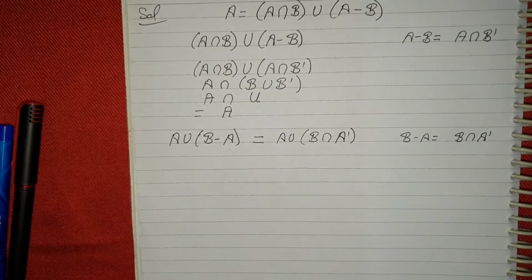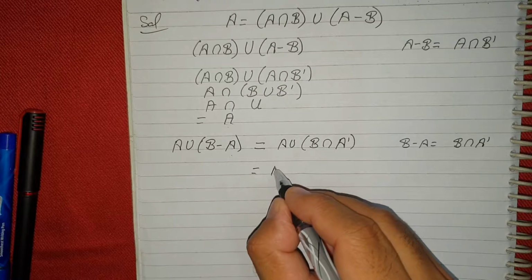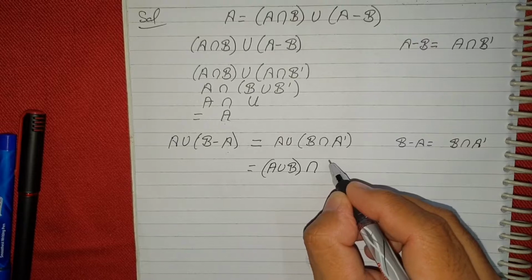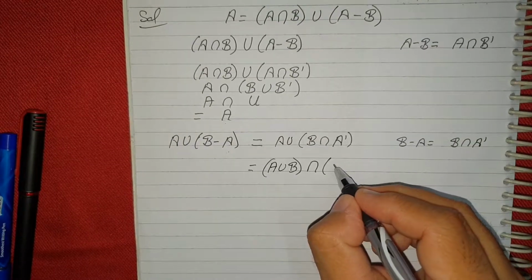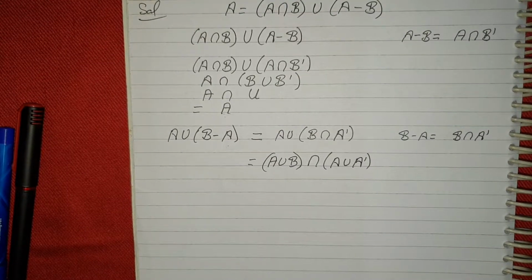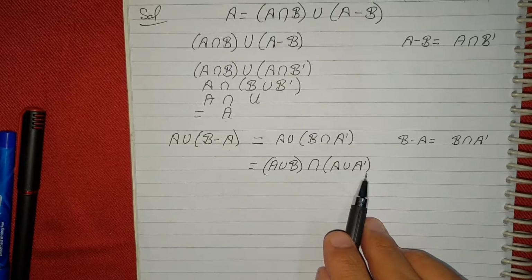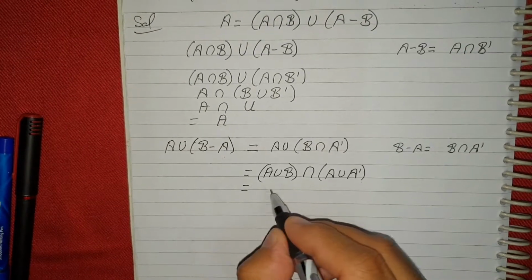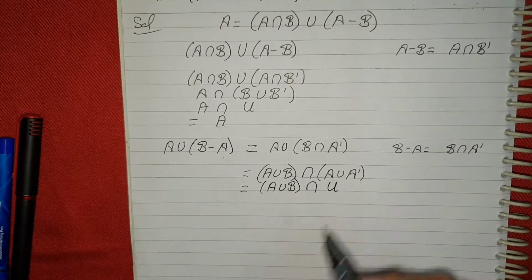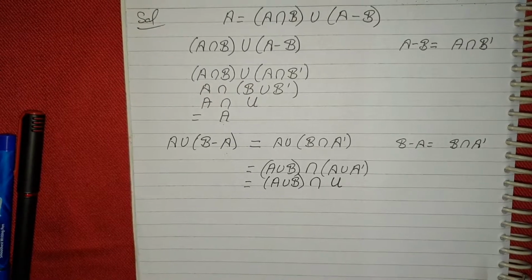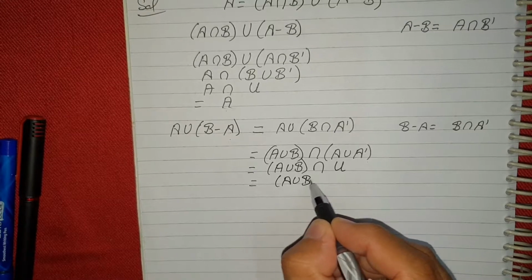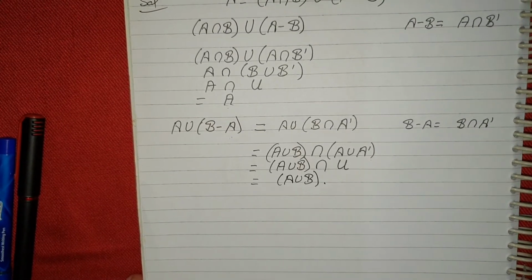Now again applying the distributive law. This will be A union B intersection A union A dash. Now again A union A dash will give you the universal set. So this is A union B intersection the universal set. Now again, A union B intersection the universal set, you will get A union B only. So the second part is also proved.